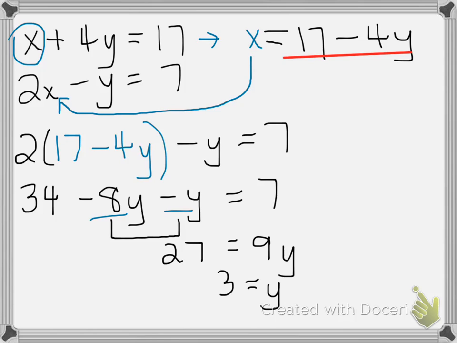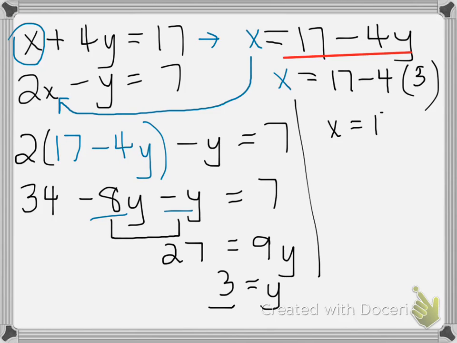With that value of y, what I can do is take it and substitute it back up here in my equation for x so I can find out what x is. So let me do that now. x is equal to 17 minus 4y, but what is y? We just found that out to be 3. So x is 17 minus 12, x is 5. Okay, so you have two answers, x equal to 5, y equal to 3.